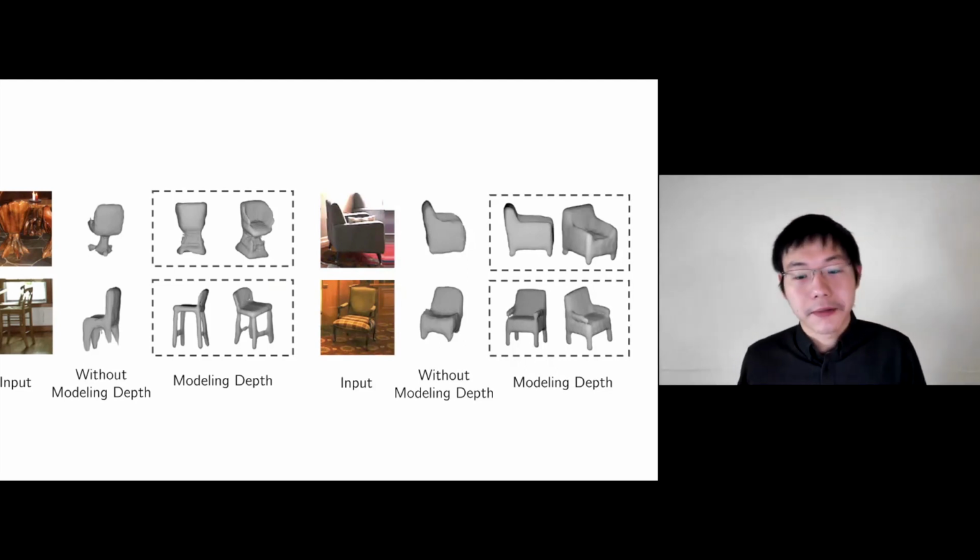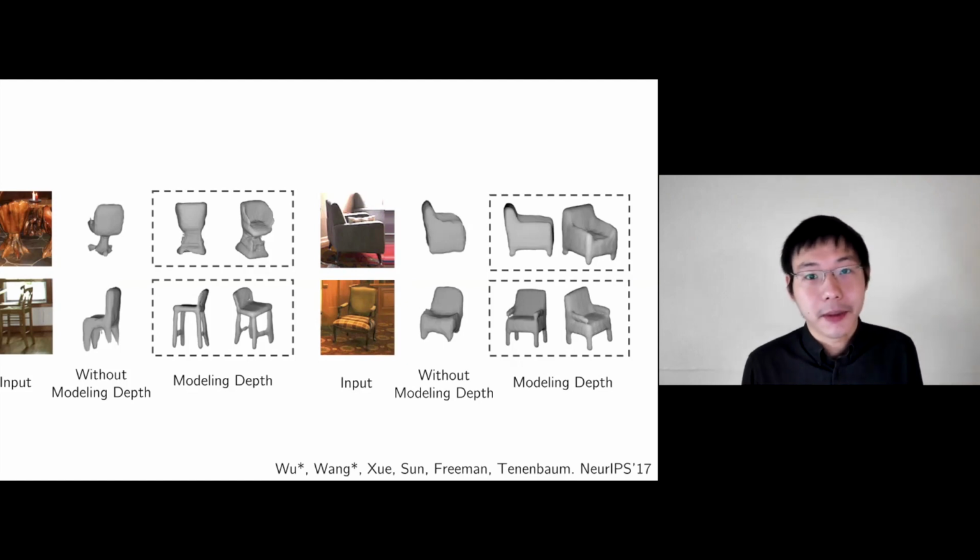So this is actually work from a few years back. We published it in NeurIPS 2017, but you can see that just this simple change, having one intermediate representation, the depth map from the physical model, from how the image is formed, we're able to improve our performance on 3D object geometry estimation.